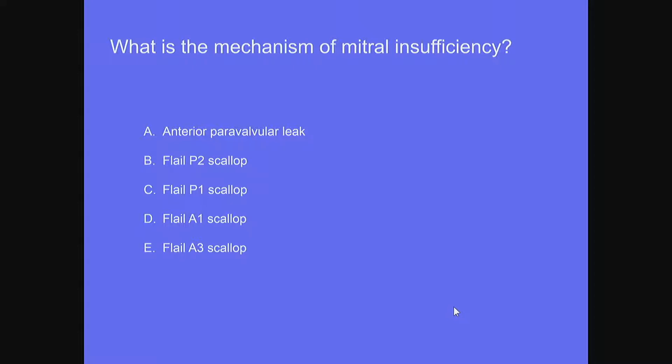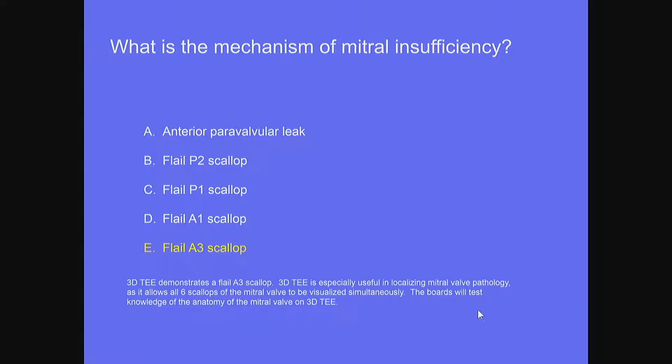A, anterior paravalvular leak. B, flail P2 scallop. C, flail P1 scallop. D, flail A1 scallop. Or E, flail A3 scallop. The correct answer is E, flail A3 scallop. 3D TEE demonstrates a flail A3 scallop. 3D TEE is especially useful in localizing mitral valve pathology as it allows all 6 scallops of the mitral valve to be visualized simultaneously. The boards will test knowledge of the anatomy of the mitral valve on 3D TEE.